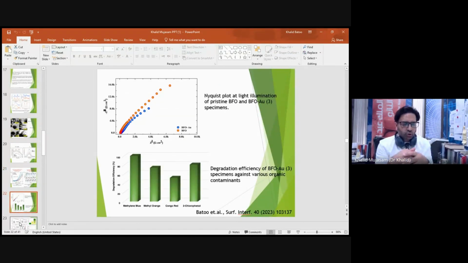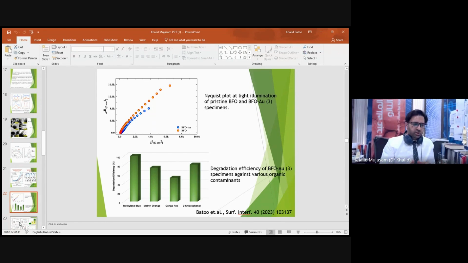Nyquist plots show us semicircles, the half circle or the full circle. They resemble each other in certain aspects, and here we witness that the gold decorated part has lower impedance compared to the pure BFO, which is also one of the ways to identify how good this material is for solar cell applications.